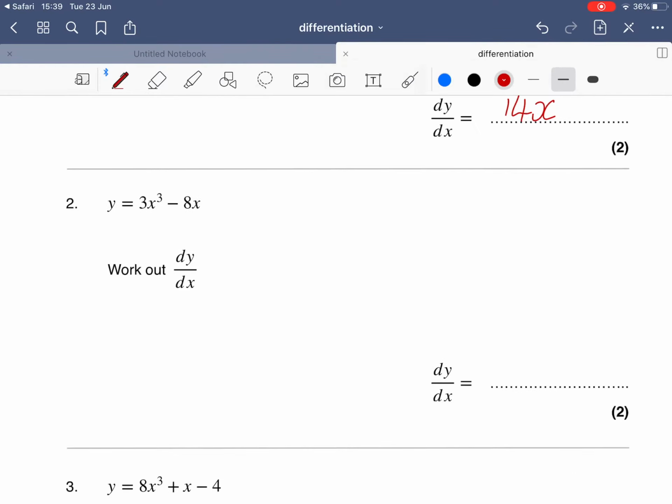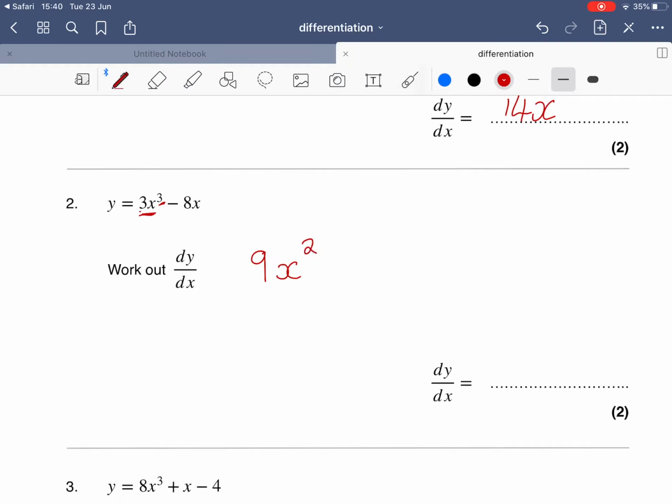So if we look at the second one, we've got y equals 3x to the power of 3, take away 8x. Again, we'll start with the first one. We're going to do 3 times the 3, so the big number times the little number. So 3 times 3 is 9. We've still got an x, and I take 1 from the power, so instead of 3, I've got 2.